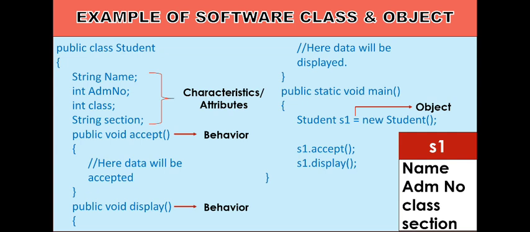Now the main function, from where the execution will start. Now look at the object creation. Student S1 equal to new Student. So S1 is the object here. Now when S1 is created, all the characteristics will be attached with the object. Now S1 possesses all the attributes or all the characteristics defined in the class. And when the S1 dot accept function is called, it will hold some set of values for each characteristic defined in the class. So that is called the state of an object.